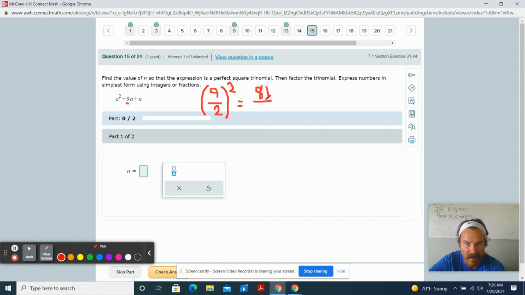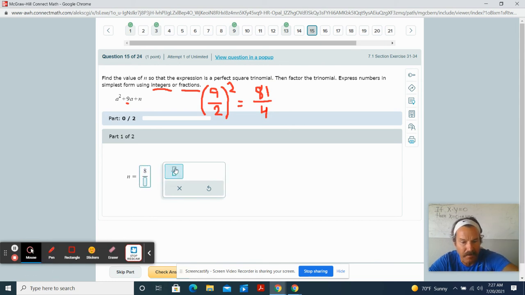And 2 squared is 4, so it's 81 over 4. So you want to write it as integers or fractions. Integers are whole numbers, fractions are fractions. Notice there's no decimals. Okay? Don't go into decimals. 81 over 4. When we click this, there's a little fraction bar right there. We put 81 on top, we write 4 on the bottom. Okay, check our answer.